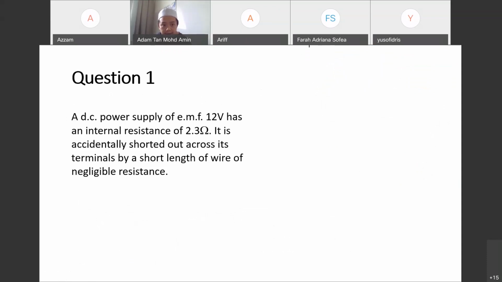So question number 1: a DC power supply of EMF 12 volts has an internal resistance of 2.3 ohms. It is accidentally shorted out across its terminals by a short length of wire of negligible resistance. Okay, so can anyone draw the circuit that is referred to in this question?